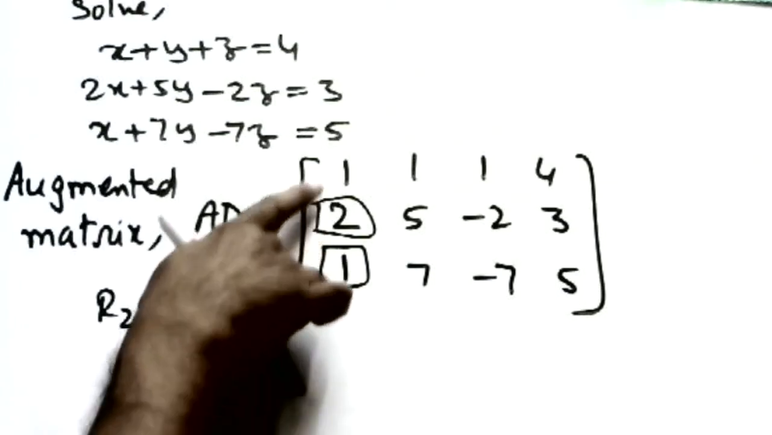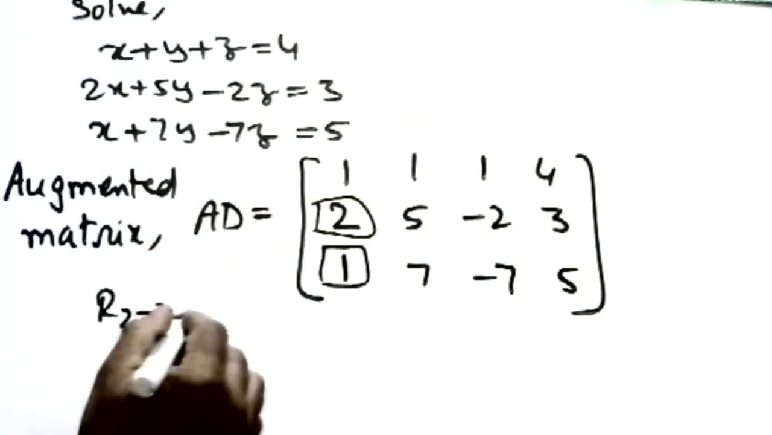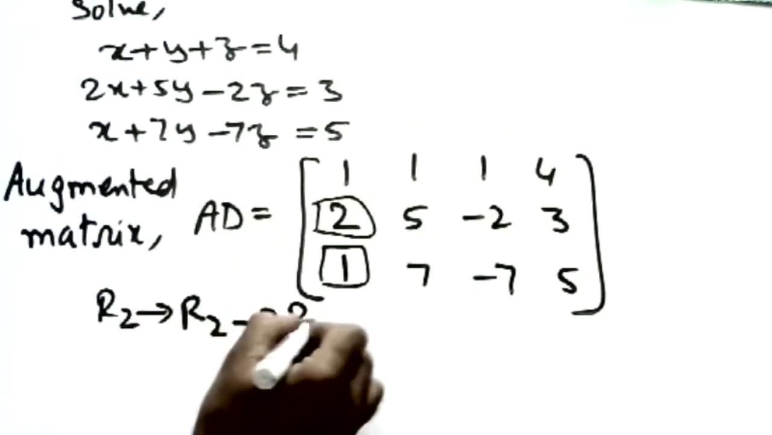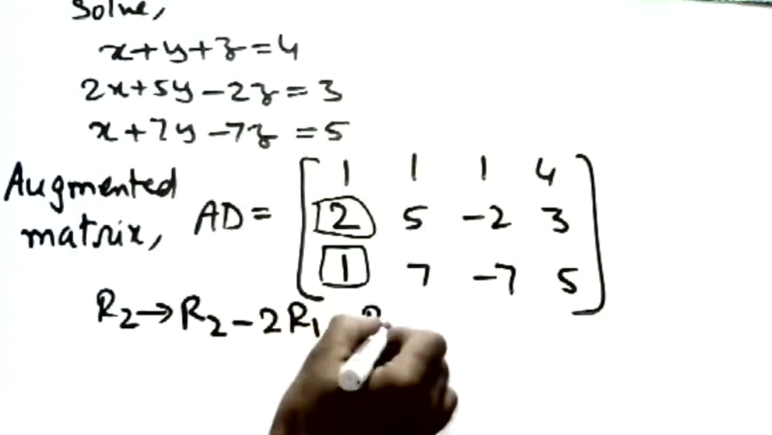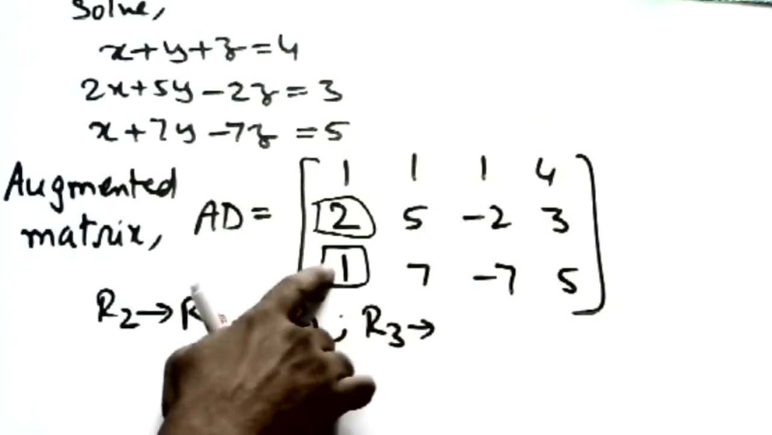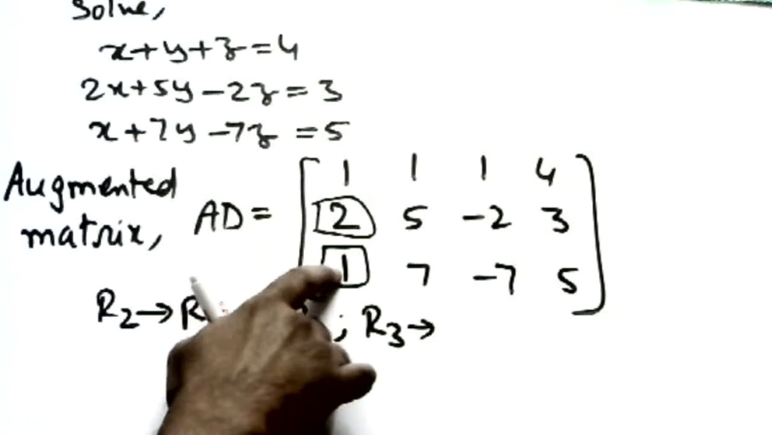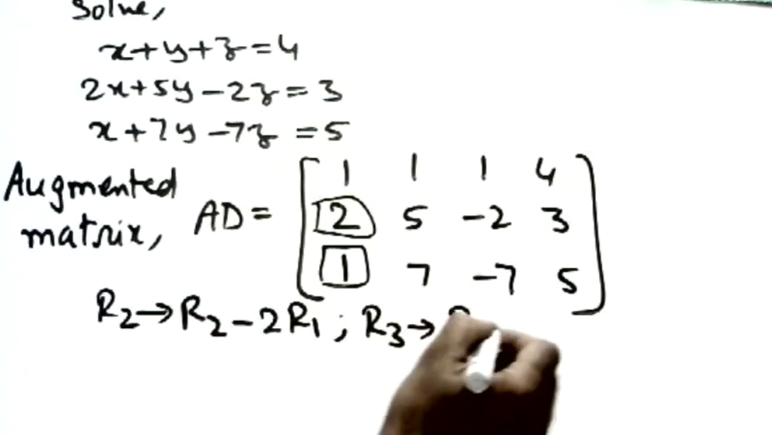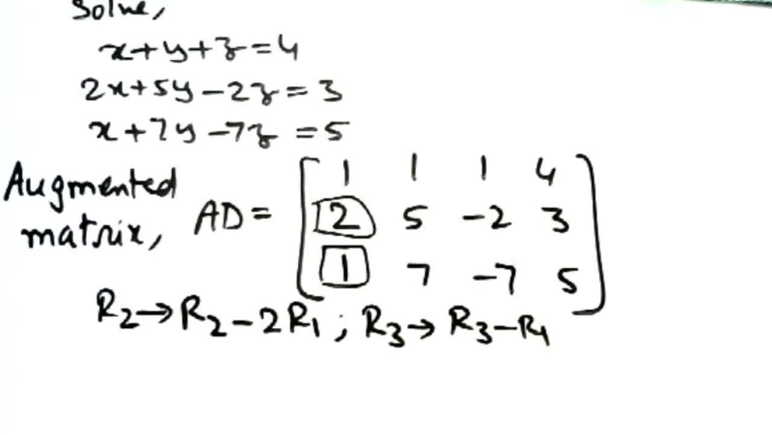So let me make this 0. This is R2. R2 implies this is 2, no? So multiply this one with 2. 2 minus 2 will become 0. 2 minus 2 will become 0. Therefore R2 implies R2 minus 2 R1. Now R3 implies this is 1. This is 1. 1 minus 1 will be 0. So R3 implies R3 minus R1.